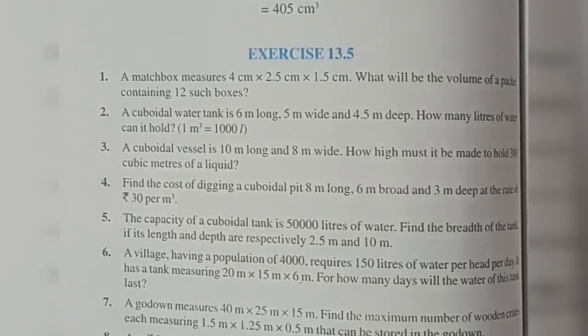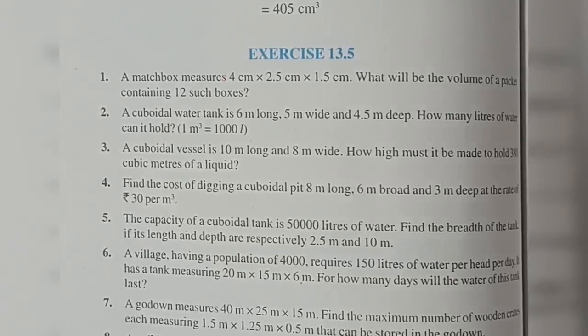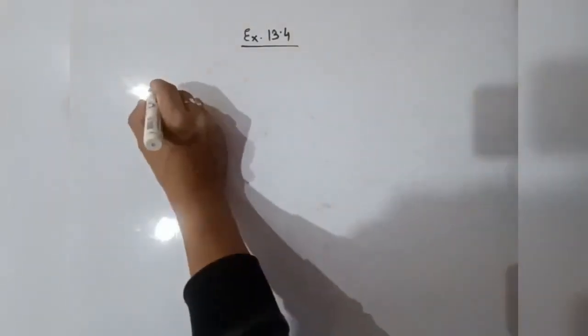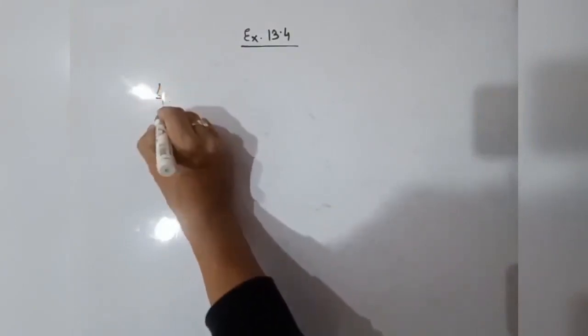Next, exercise 13.5, question number 4. Find the cost of digging a cuboidal pit 8 meter long, 6 meter broad, and 3 meter deep at the rate of ₹30 per meter cube. So exercise 13.4, question number 4, solution.